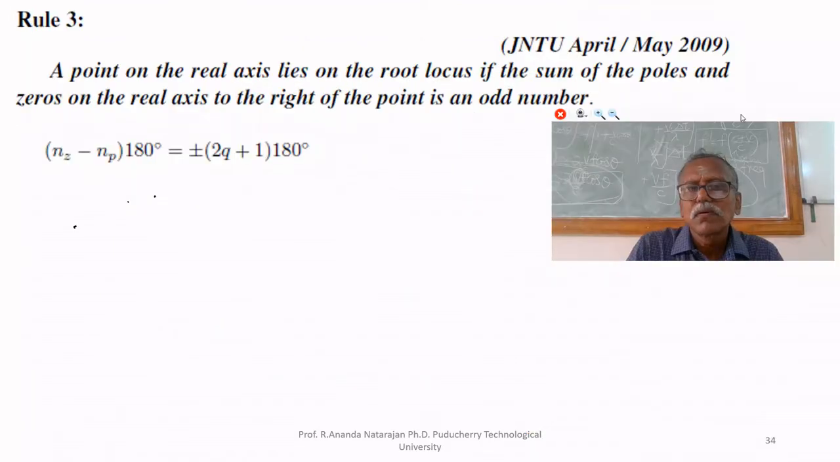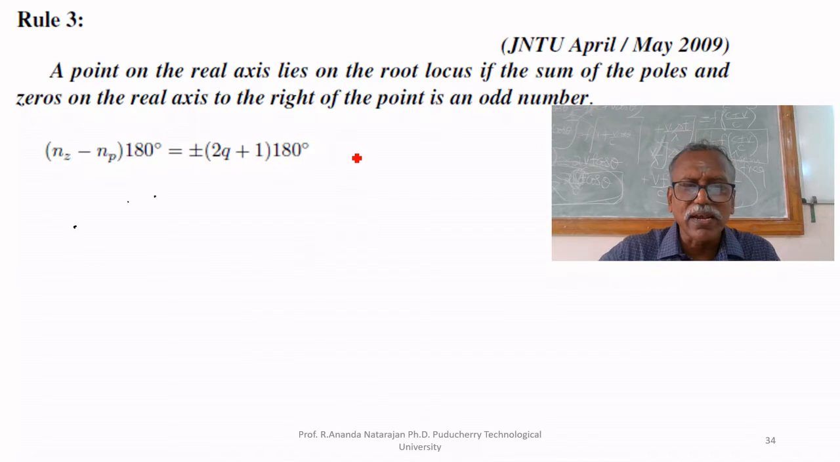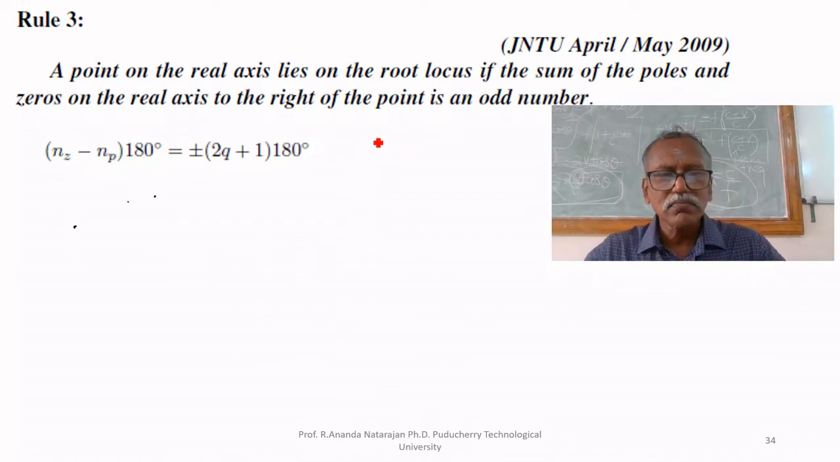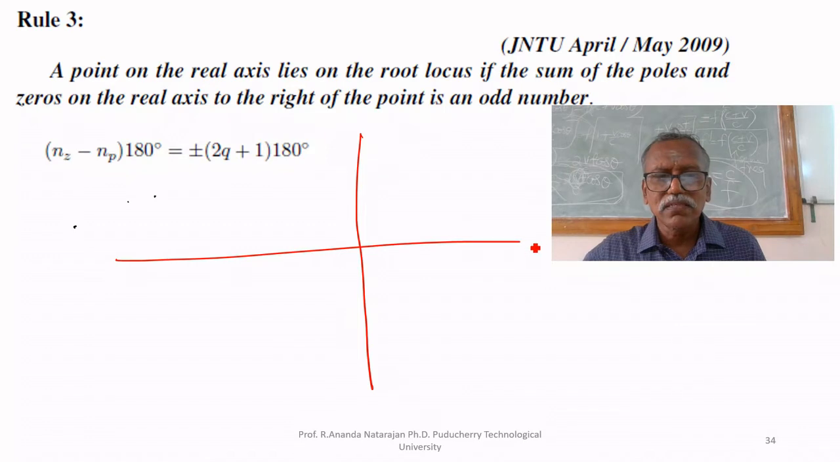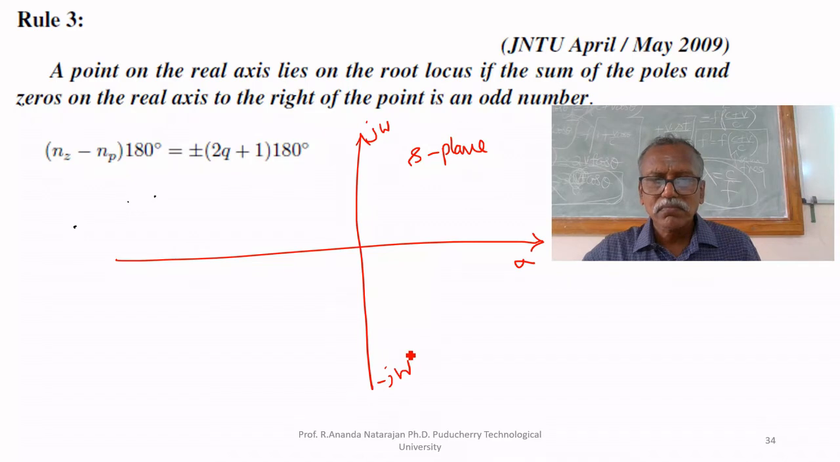Third rule says a point on the real axis lies on the root locus. What is a point on the real axis? This is the S plane. We will draw the root locus on the S plane. This is the real axis, this is the imaginary axis. Any point on the real axis. Suppose I am selecting a point S naught. This is a point on the real axis.